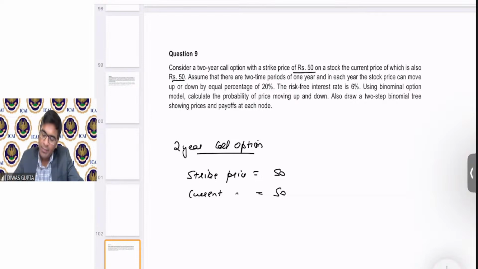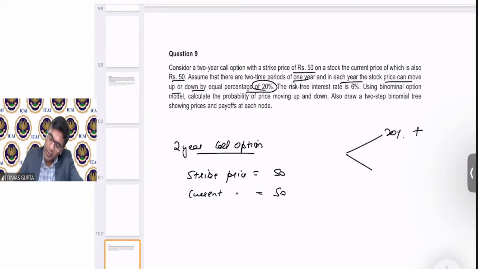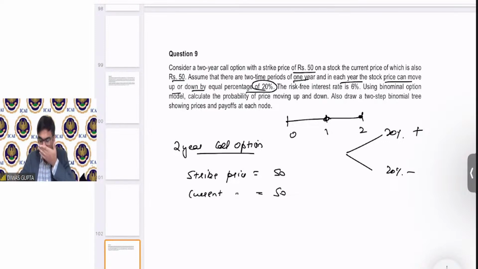Assume that there are 2 time periods of 1 year, and in each year the stock price can move up or down by an equal percentage of 20%. Either it can move up 20% or it can go down by 20%. And it's total spanning 0, 1 to 2 years, right? First year and second year both have 2 probabilities. The risk-free rate is 8%.